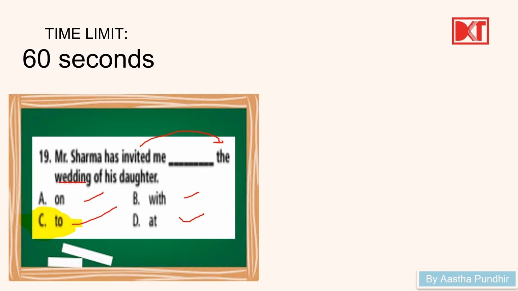Right. Then we have on can be used for surface, explaining about the surface. Then with can be used for belongingness, togetherness. At can be used for designating a particular place or time.